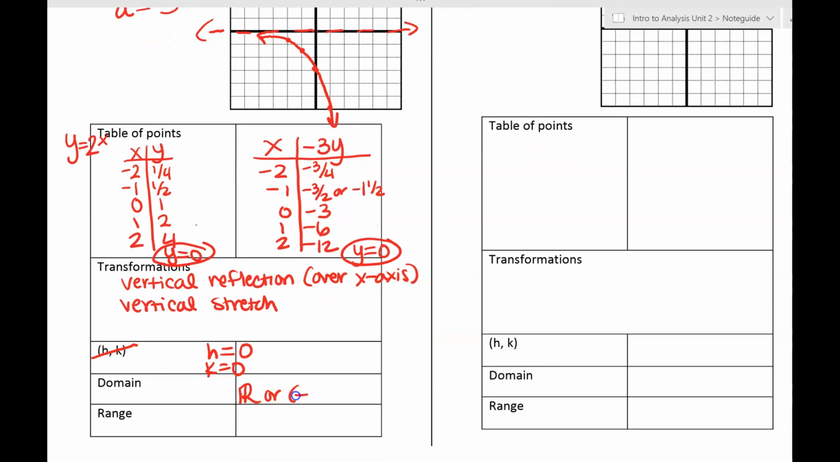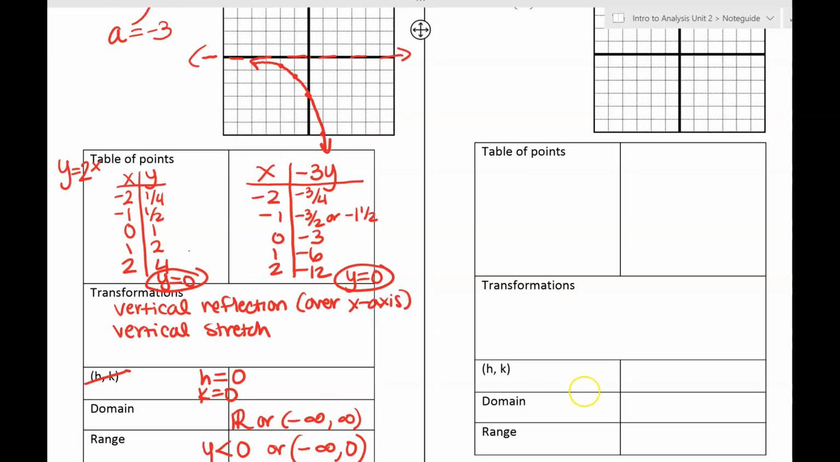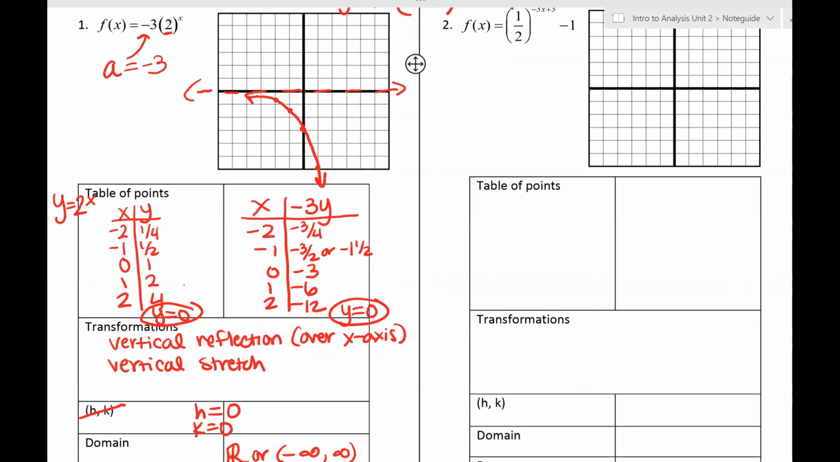The function still covers all area left to right, and you can plug in anything you want, but the range is definitely limited. You can see that our whole graph is below that asymptote at 0, and it never hits the asymptote, so its y is less than 0, not equal to 0. Or in other words, from -infinity up until 0, but with a parenthesis, not a square bracket, because we do not equal 0. And then I'm going to go ahead and do the same thing for the second problem.